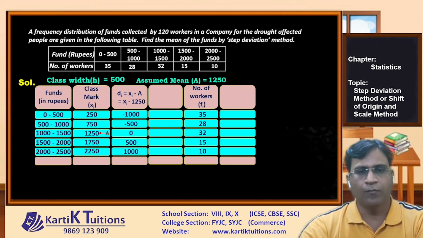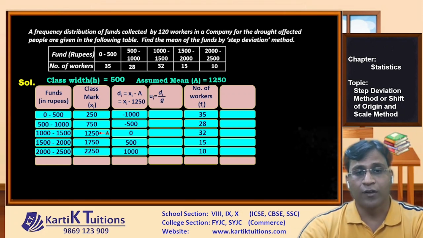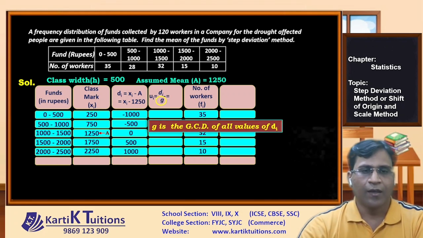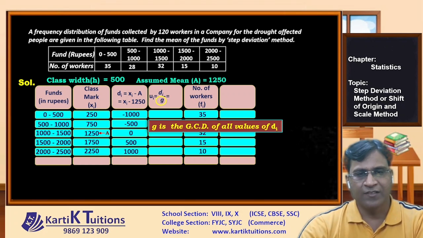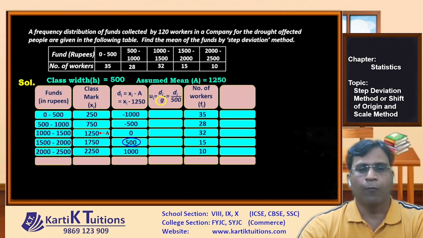Now, the next column is your ui, that is di upon g, where g is what? It is the GCD of all the values of your di column. But as I said, instead of g, you can just remember it as class width. Now here also, our GCD is 500. If you observe, that is the same value as class width also. So basically, we'll divide the di value by the class width. So minus 1000 upon 500 will give you what?